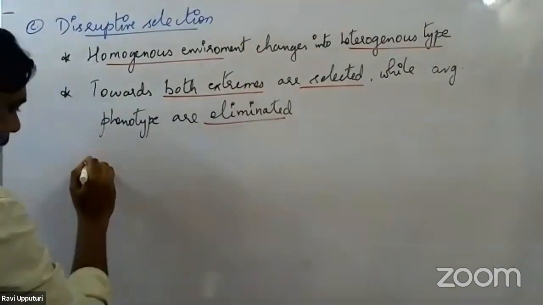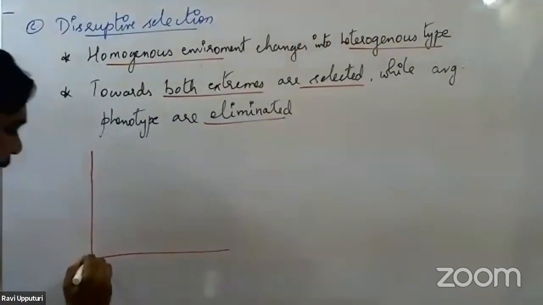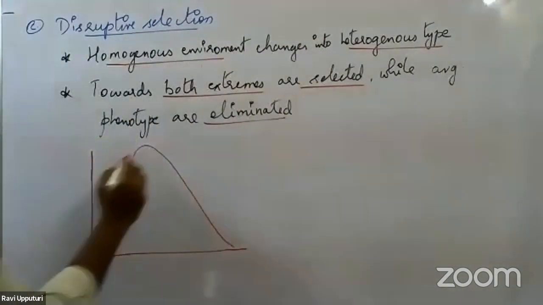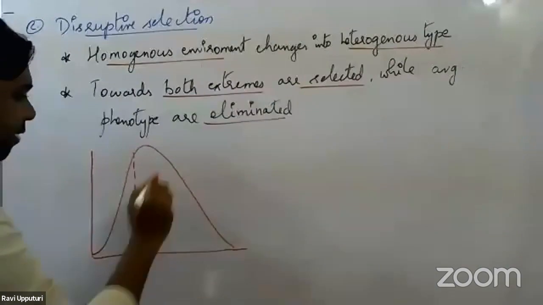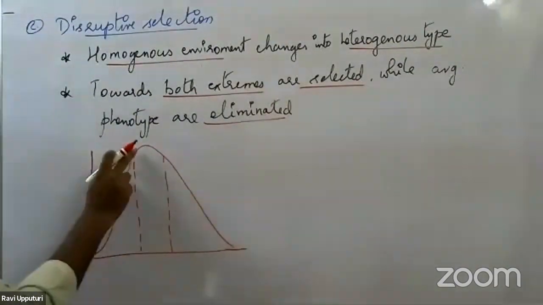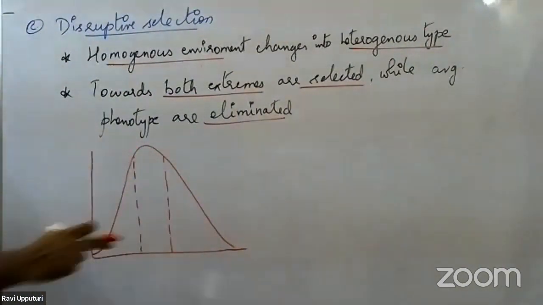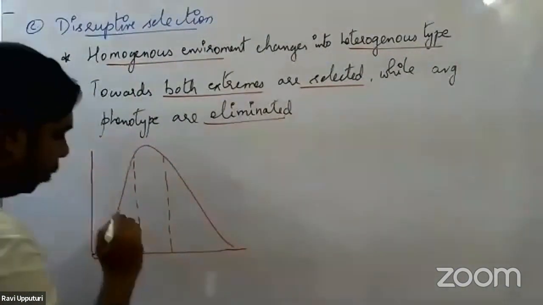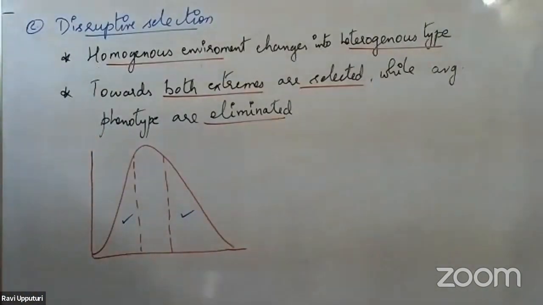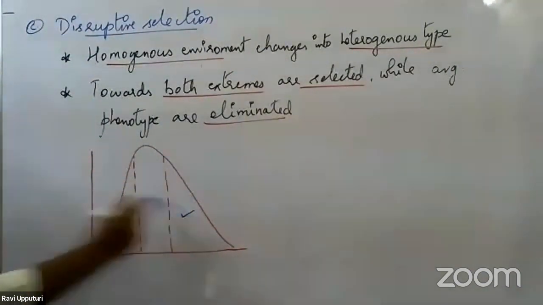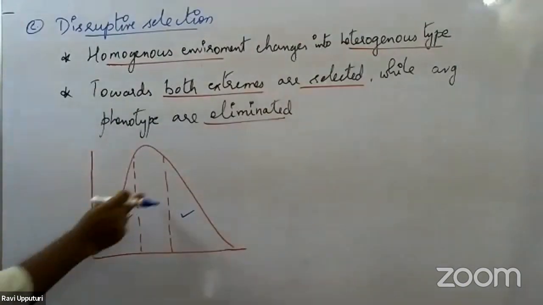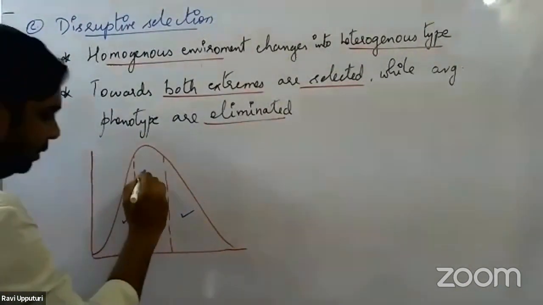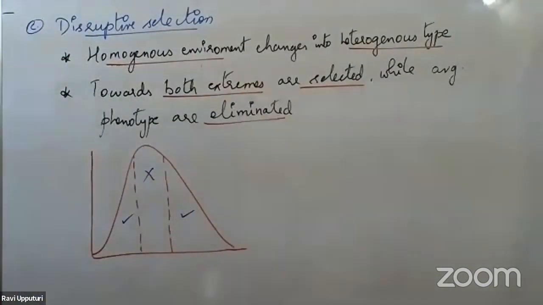Again, let's take up the phenotypic distribution curve, right? So this is the phenotypic distribution curve we have, and I told you that this would be the peak value here. Individuals possessing the average phenotype are present here at the center. Now what is happening? Individuals towards both the extremes are selected. Individuals present here and here are selected, while individuals possessing average phenotype, that is the individuals here, are eliminated from the population.